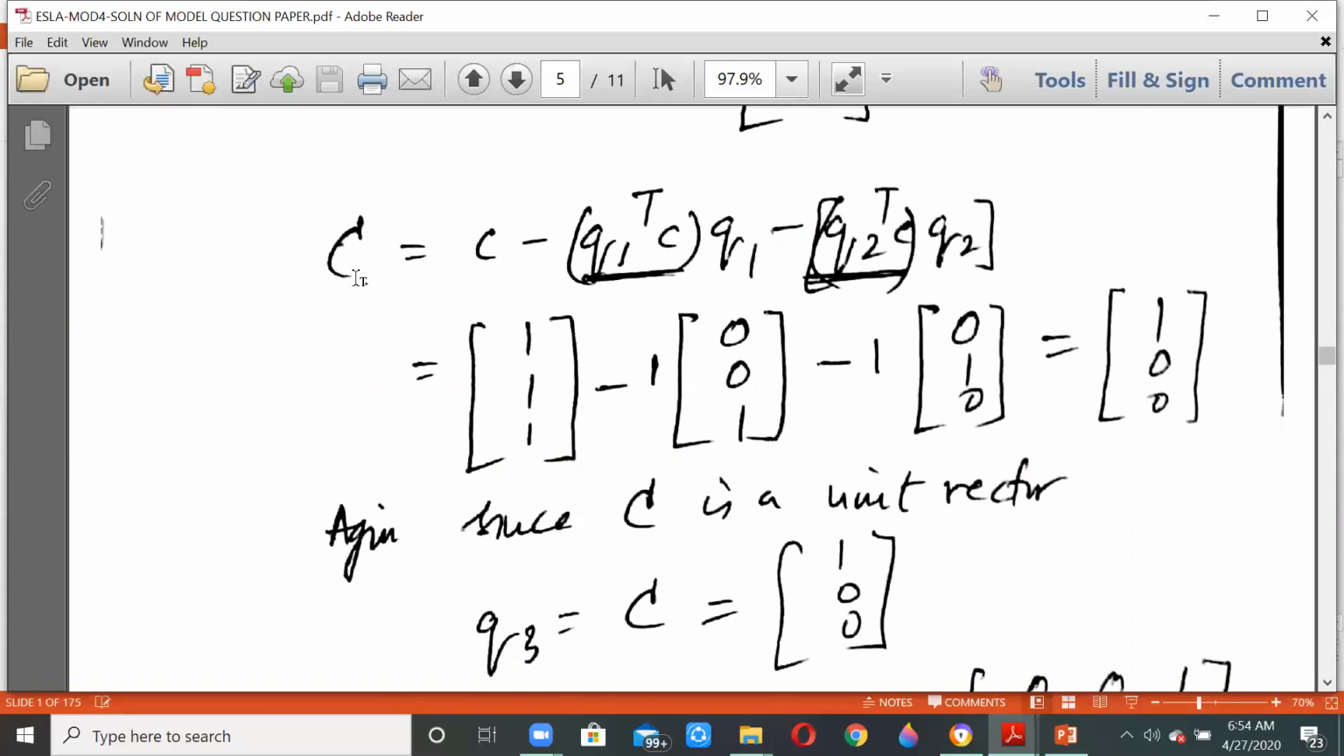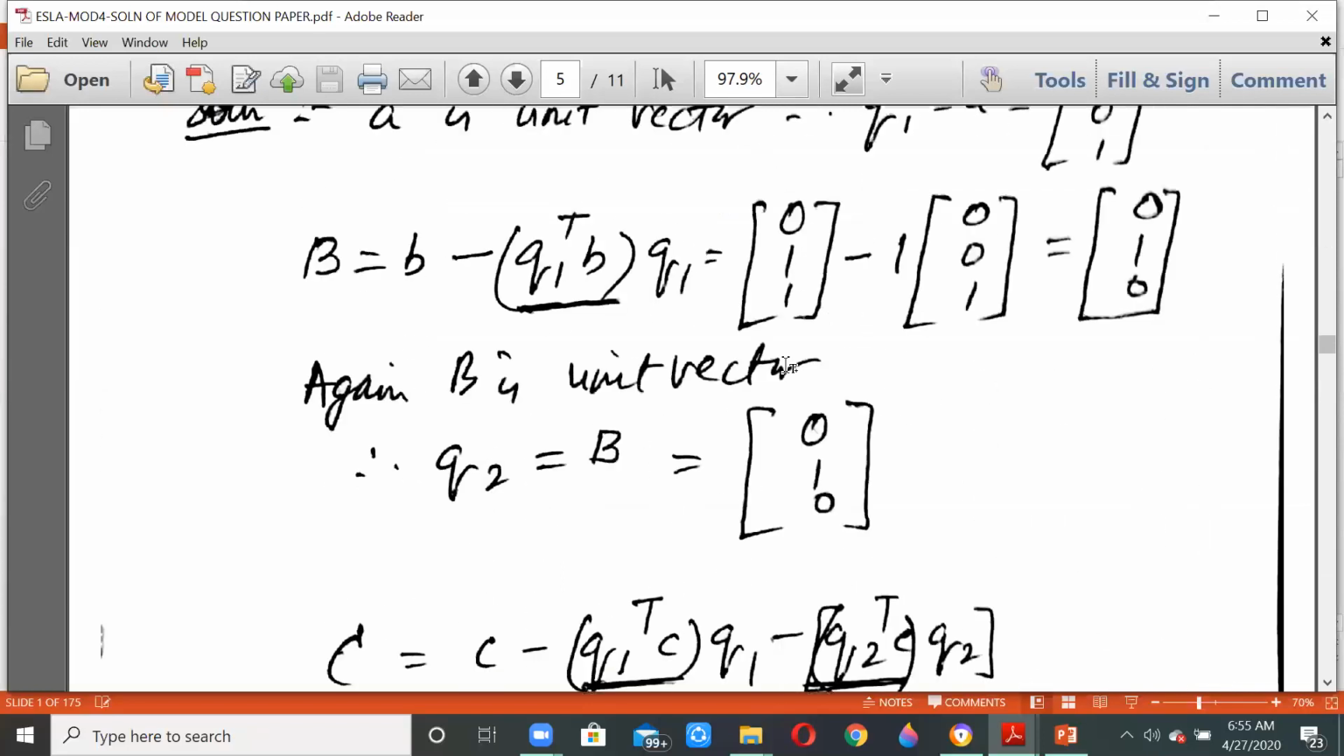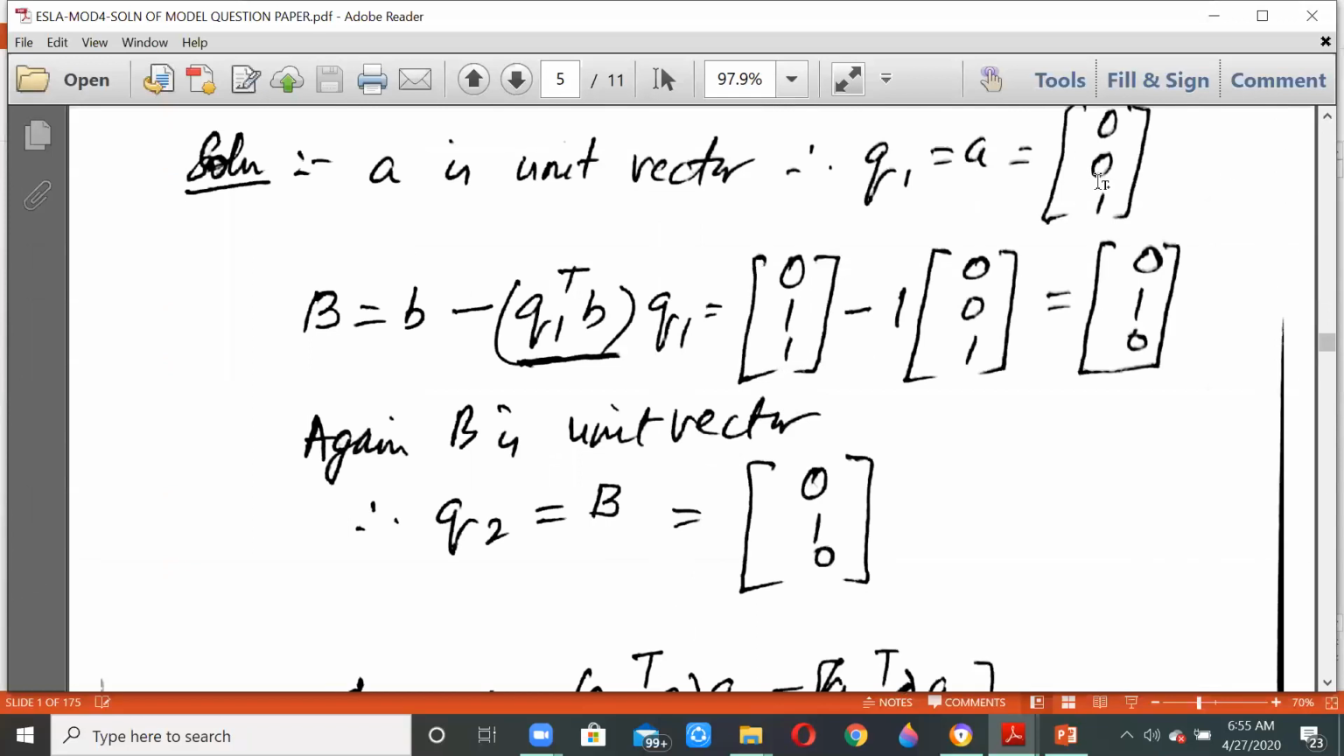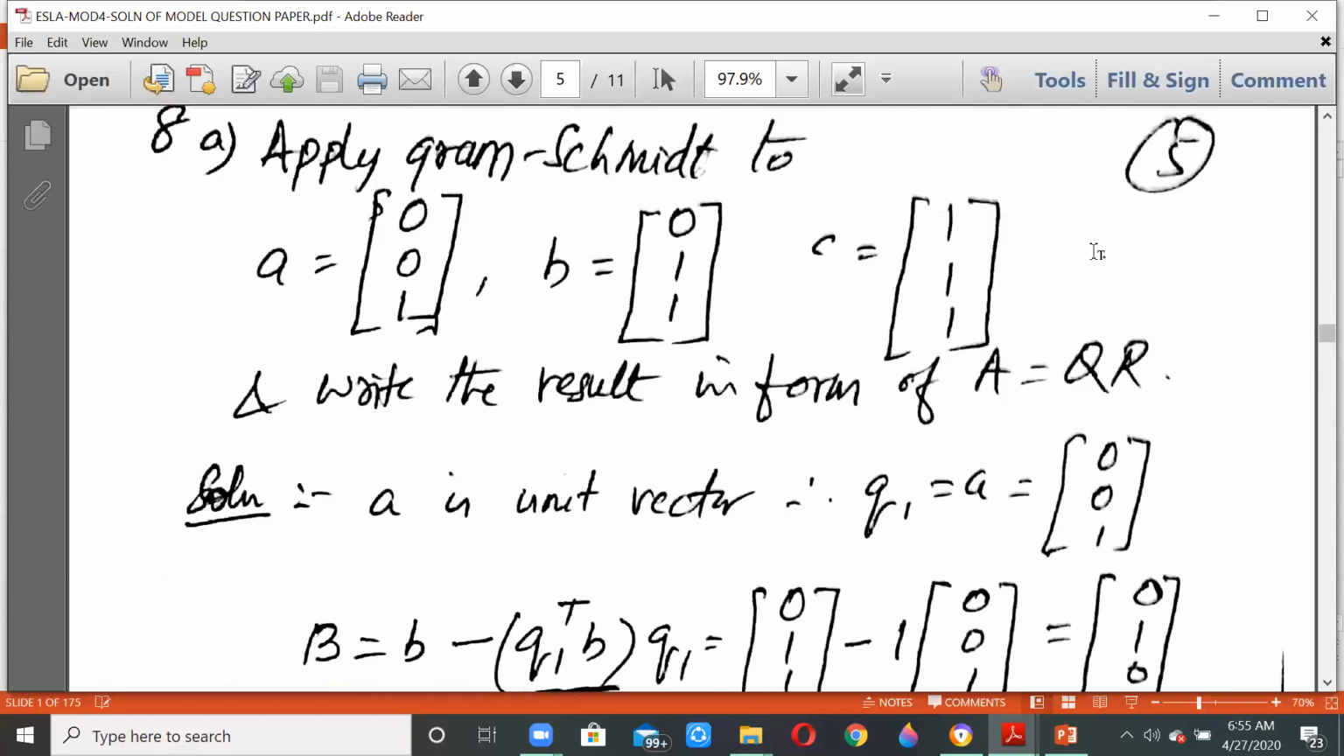For that, we need to find capital C is equal to c minus Q1 transpose c Q1 minus Q2 transpose c Q2. So this Q1 transpose c will be the Q1 over here. Then c we need to multiply with this. So you'll get Q1 is this, Q1 transpose will be this written in the row format, 0 into 1, 0 into 1, 1 into 1. Adding all that will just give us the value of Q1 transpose c, and that will be equal to 1.